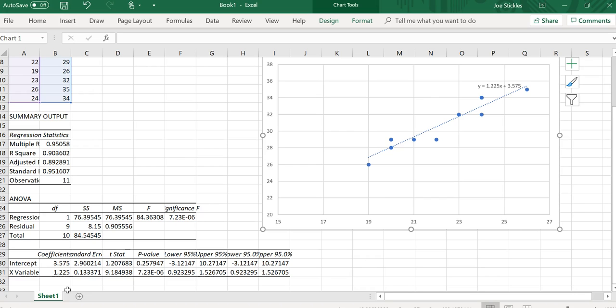Oops, got the square in the wrong spot, sorry. Got a little excited.